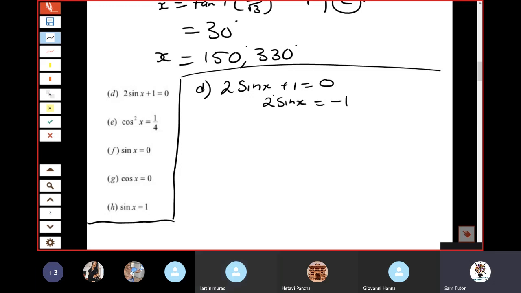And then what are you going to do with the 2? Divide it. And that looks a bit more like what we've been doing. Can you see that now? Yeah. So you've got to remember your basic equation skills still, that they still apply. Okay. So x with a hat, then inverse sine, sine inverse, brackets minus 1/2.